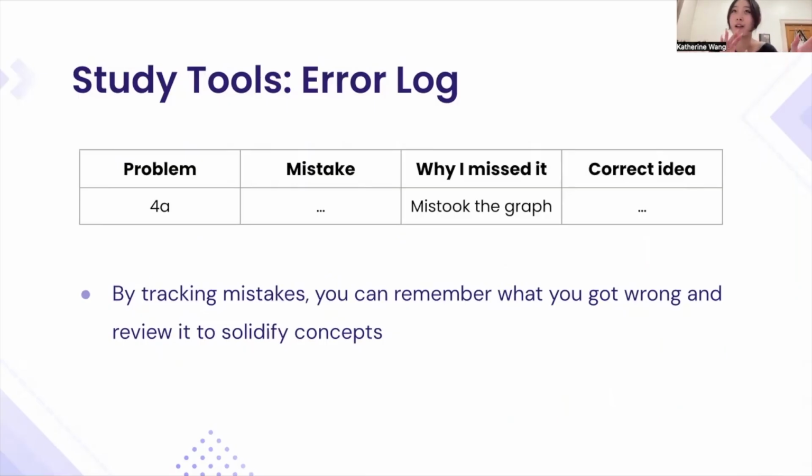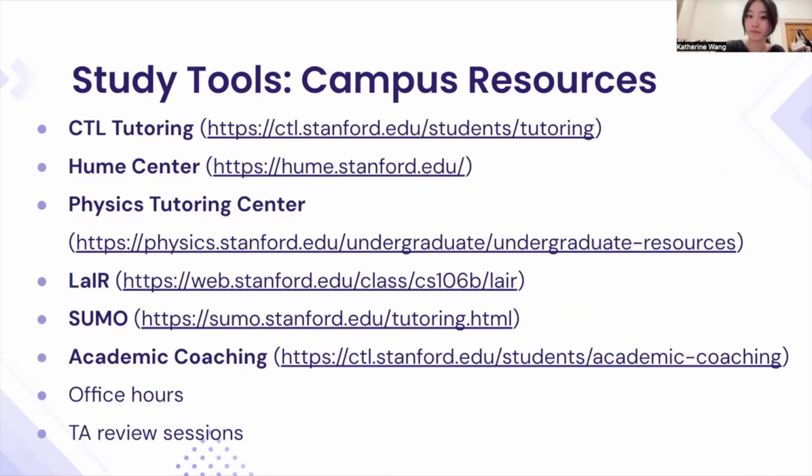So error logs are actually a really popular technique when studying for the MCAT as well. I've known students who write down every single question they got wrong in a big spreadsheet, and it really helps for identifying your weak points and seeing what you need to study more. By tracking mistakes, you can remember what you got wrong and also review it to solidify those concepts.